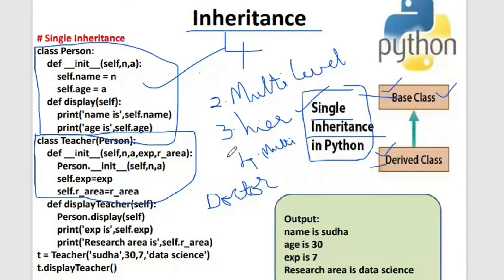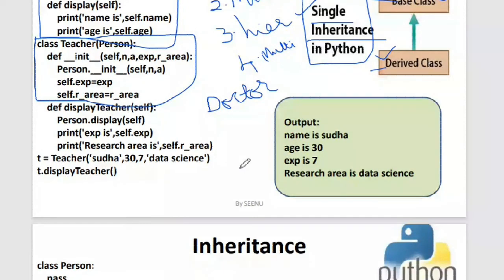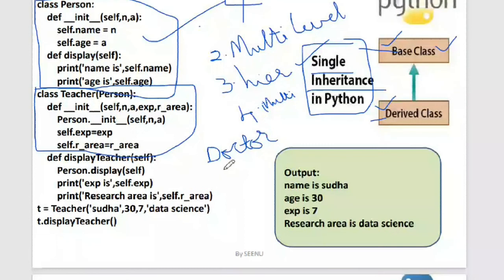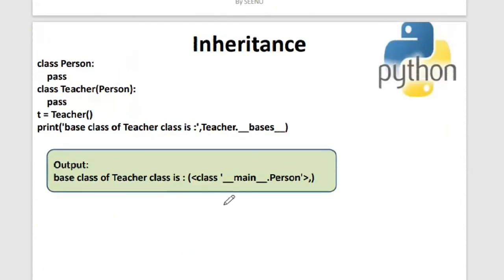Okay. Right. So I'll be having a superclass and a subclass, with only one level. So there won't be any other level. This is called single inheritance. Now let us look into how to print the base class details by using the bases attribute.